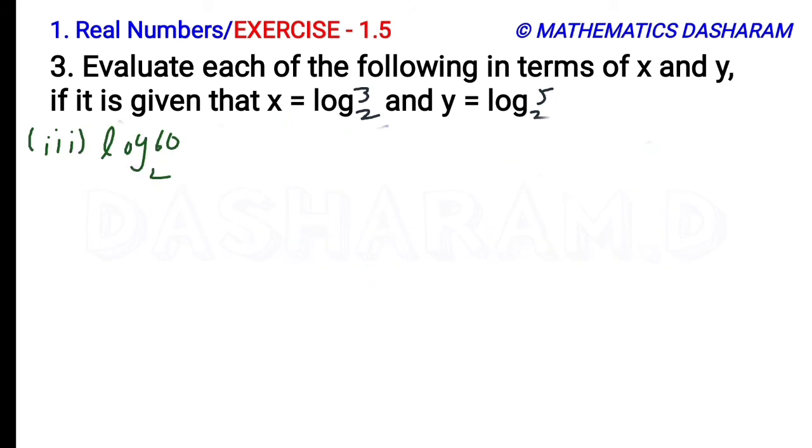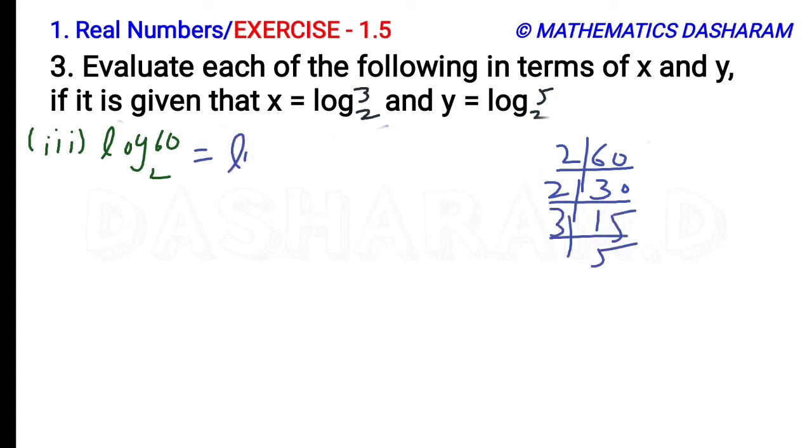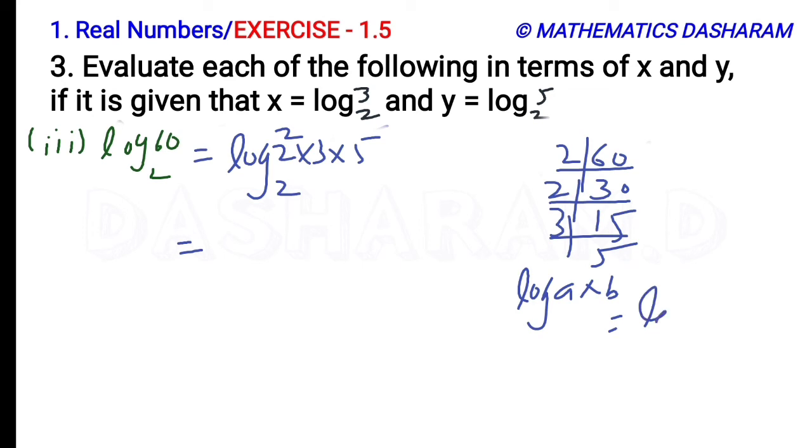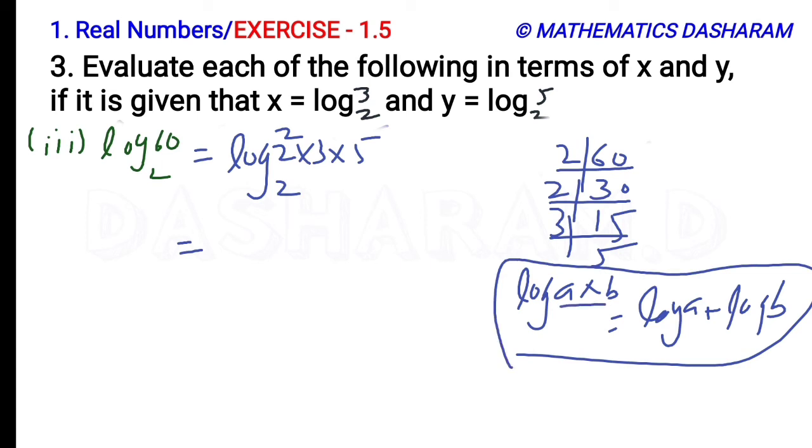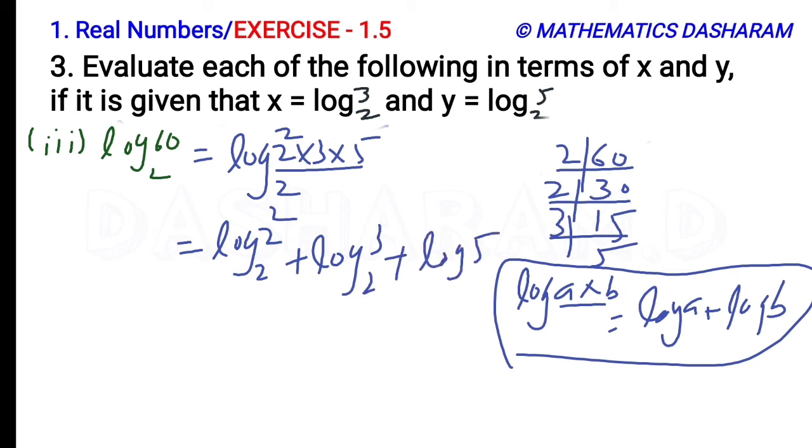Third question, log 60 base 2. The factorization of 60 is 2 square into 3 into 5, base 2. Here apply the formula log(a into b) equals log a plus log b. This formula is not only for two terms, it is applicable for three terms also. So log 2 square base 2 plus log 3 base 2 plus log 5 base 2.